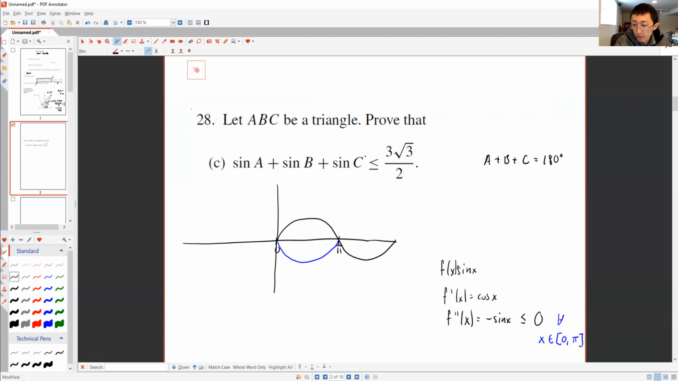So that means we can use Jensen's inequality, but the inequality is reversed. If we take any 3 points here and draw a polygon, the centroid of this polygon is above the curve. Oh, sorry. For the original function sine x, the centroid of its polygon is below the curve. I'm not sure why I'm looking at its second derivative graph, but let's just erase that. It's not relevant.